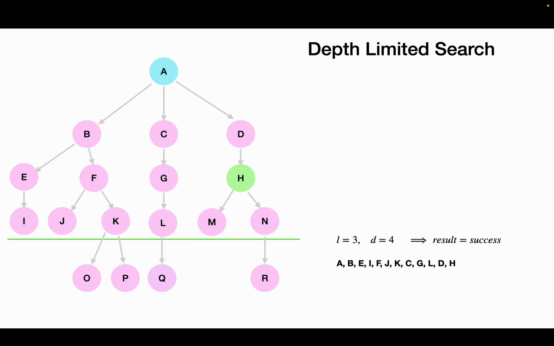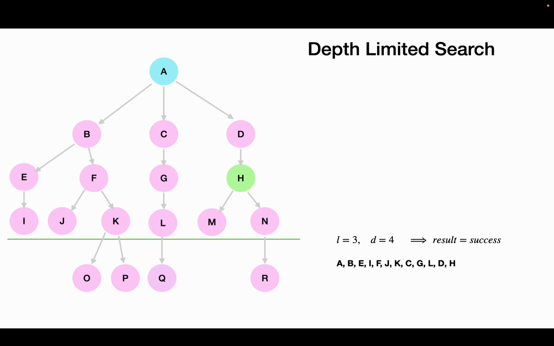since we reached the maximum limit, our result would be cutoff. What happens if limit L is 3? Our goal node is within the limit, so it will be a success. One way or another, it will reach the goal node. The traversal would be: it starts from A, B, E and I, F, J, K. It does not go to O and P because the limit L is equal to 3.